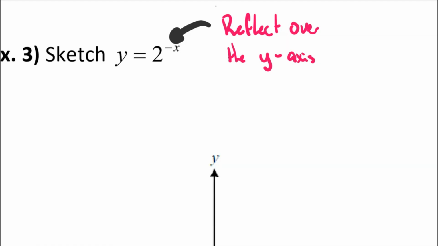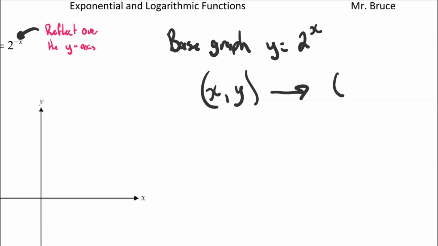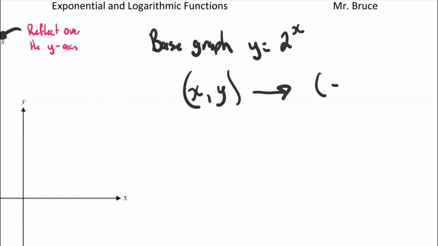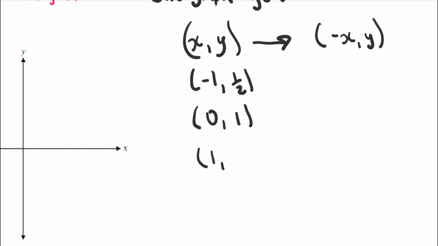So that's what's going to happen. Okay? So let's go ahead and let's get us a couple points. So with that being said, if it's a reflection over the y-axis, that means it's going to be negative x and y for our mapping notation. So let's gather a couple points here. Let's do -1 and 1/2. Let's get 0 and 1, and finally 1 and 2.